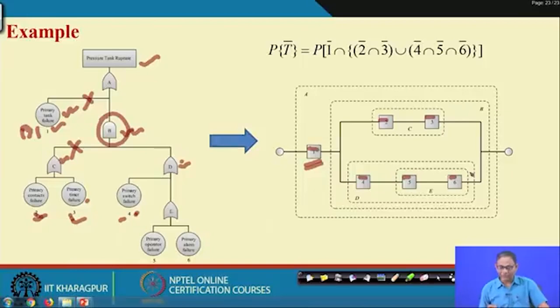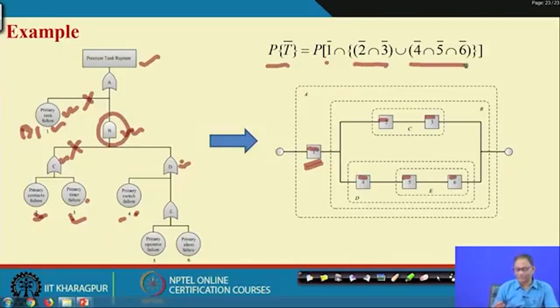Now, what we basically want to do is find out the probability of this tank rupture. Using this, you can find that the probability is 1 intersection these 2 intersection 3 union 4 all these 3, and ultimately you will be able to get the success. Success means there are 2 paths, one this side, another this side. So, both the path probabilities will ultimately give you the success probability.